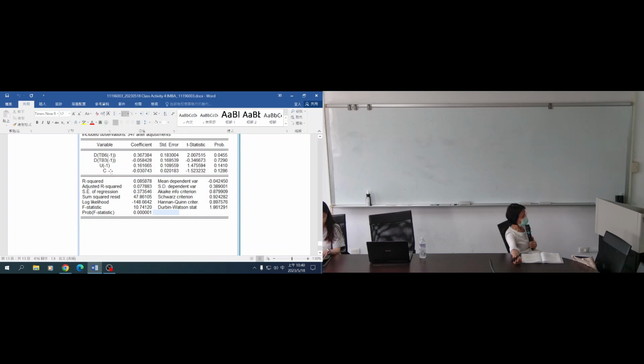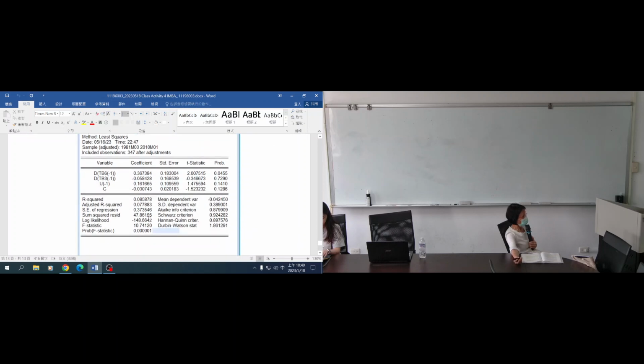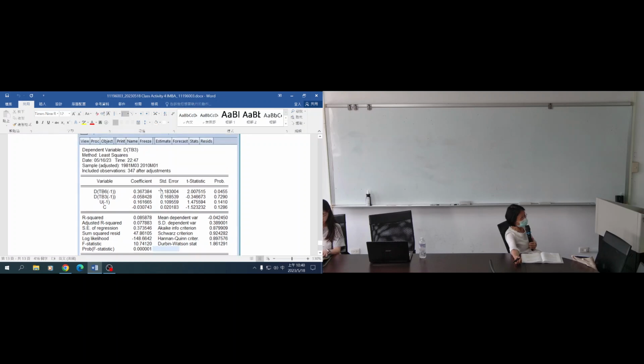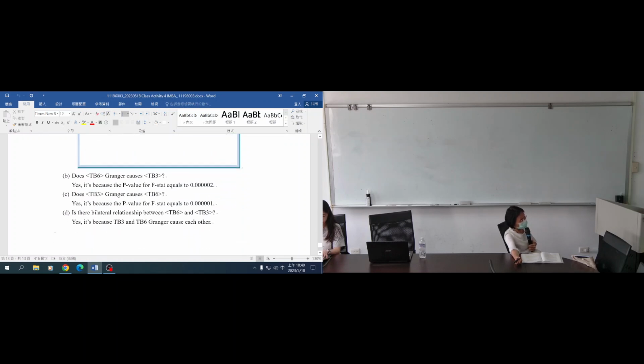Since the equation here is wrong, but I have done the long run equilibrium before. I just didn't post it. I know the number here should be like this. I didn't have the result printed, but the number should be like this. So the p-value for the F statistic is pretty small. So it means TB6 Granger causes TB3.